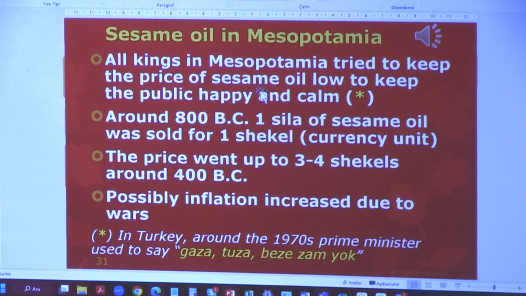So in order to keep the people calm, the prime minister said that I will not increase the price of kerosene, I will not increase the price of salt, I will not increase the price of clothing because you had to wear something. Therefore, he assured the people that there will be no price increases. Just like today, they try to keep the prices of certain things as low as possible. But of course, they cannot succeed, not only in Turkey, but in many countries. So politicians are interested in keeping the prices low, but it's not always in their hands.